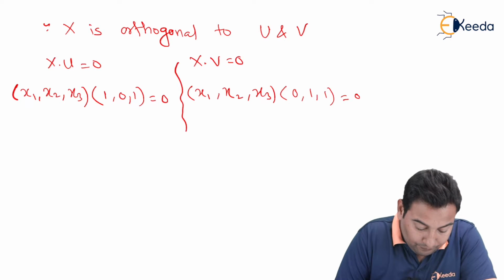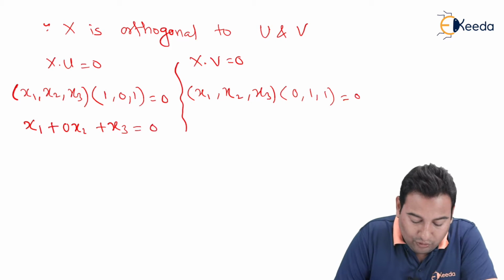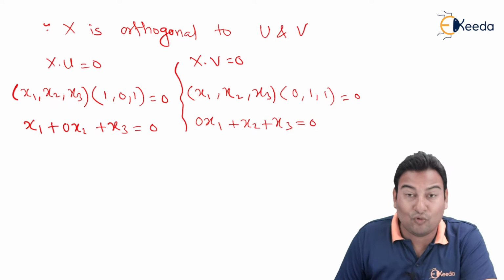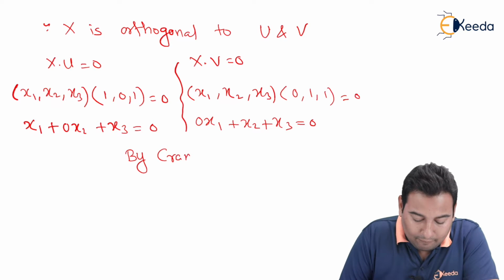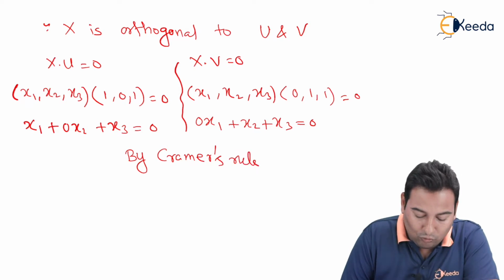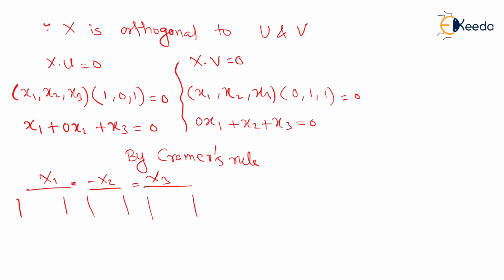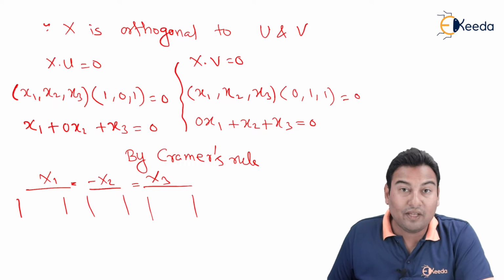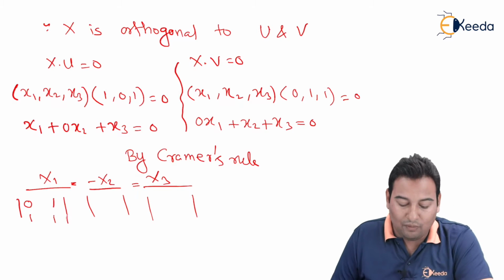Let's form the equations, that is x1 plus 0 x2 plus x3 equal to 0, and 0 x1 plus x2 plus x3 equal to 0. I'm going to be a bit faster in this problem because it's exactly the same. By the same story, by Cramer's rule, x1 upon, minus x2 upon, x3 upon. For x1, we are going to leave the x1 coefficient and take the x2 coefficient and x3 coefficient in the first equation. In the second equation, both x2, x3 coefficients are 1.